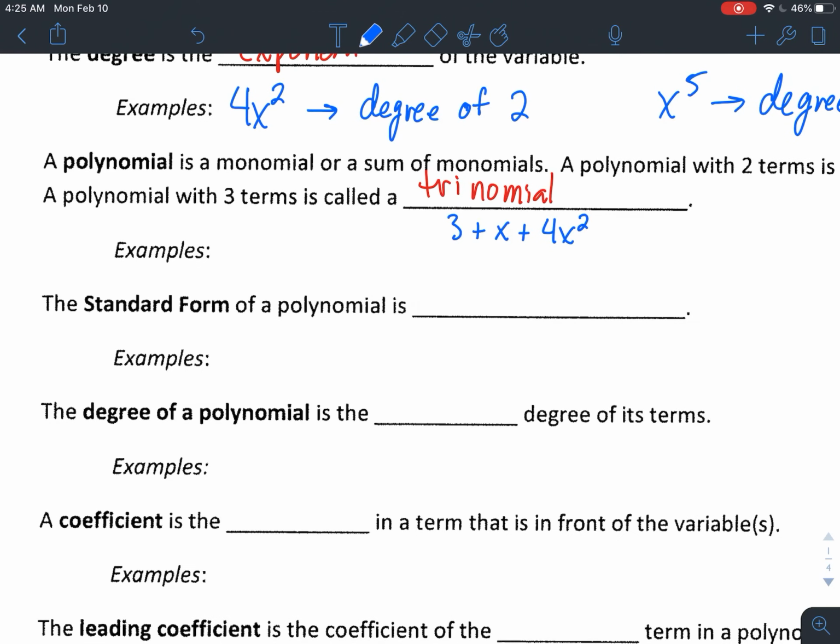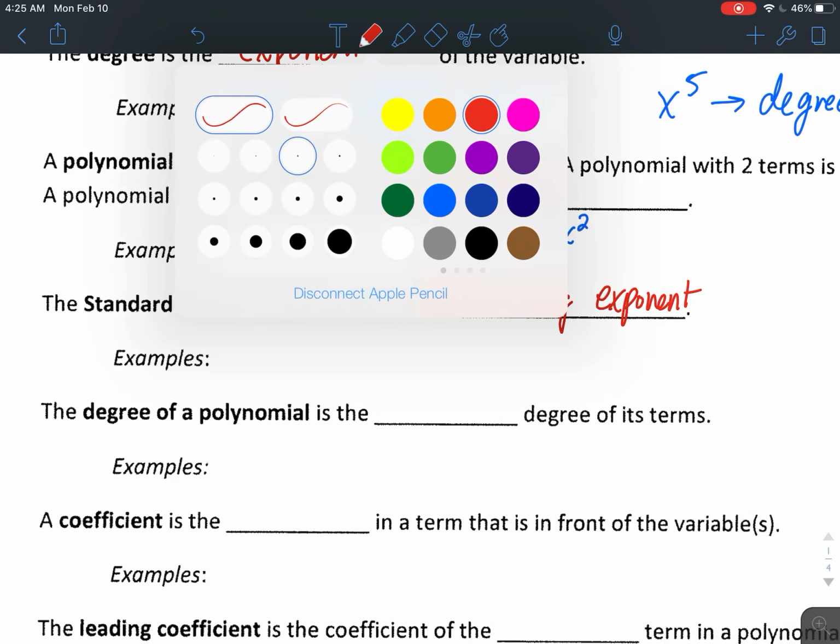Okay, standard form of a polynomial, so that's just how we will default to writing it, is in descending exponent order. So within our term, we would make sure that each power is the biggest on the left side, and then gets smaller in terms of their degree as you move to the right.